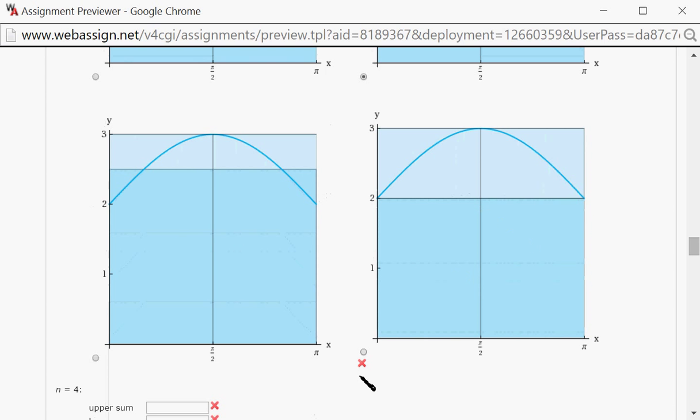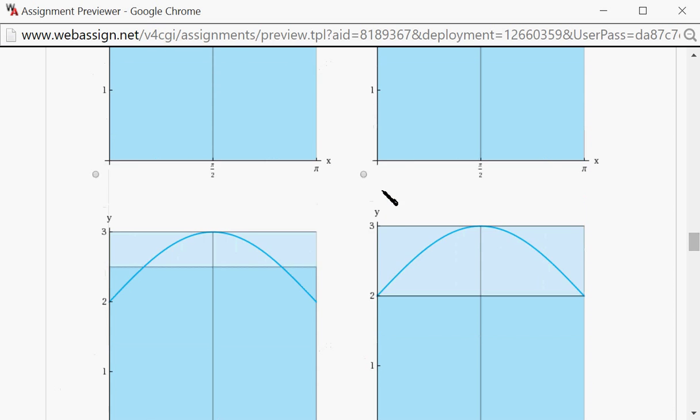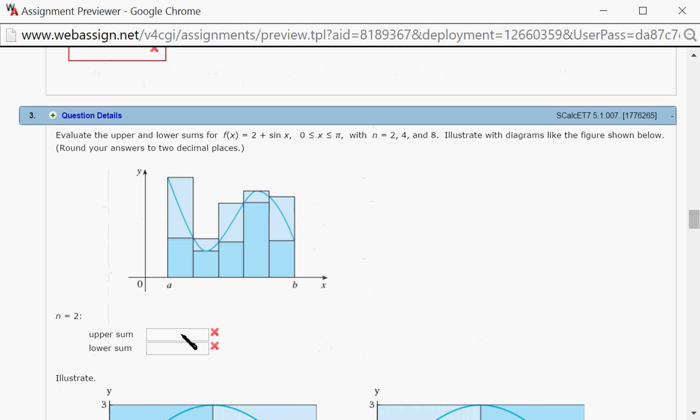You can see that for the upper sum, we have this lighter colored one. We can do it in my head. It's pi times 3, so 3 pi is the upper sum. Right, it's 3 pi.